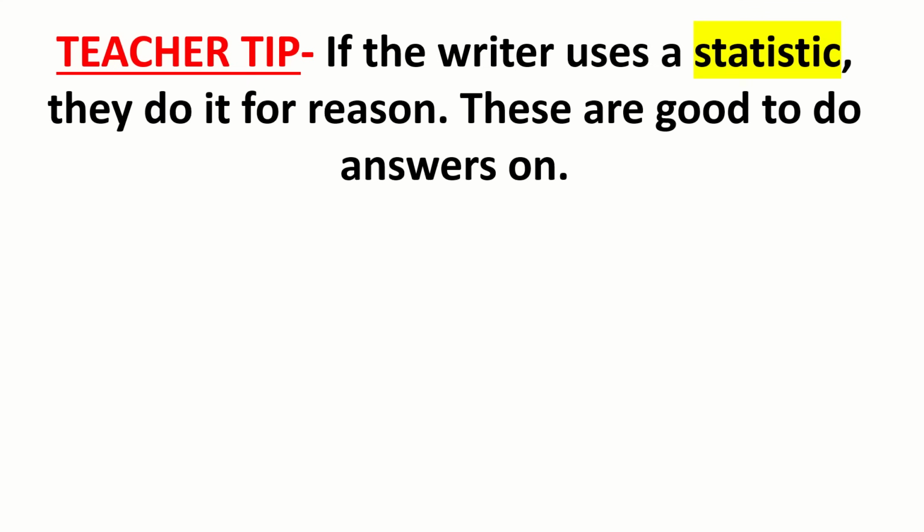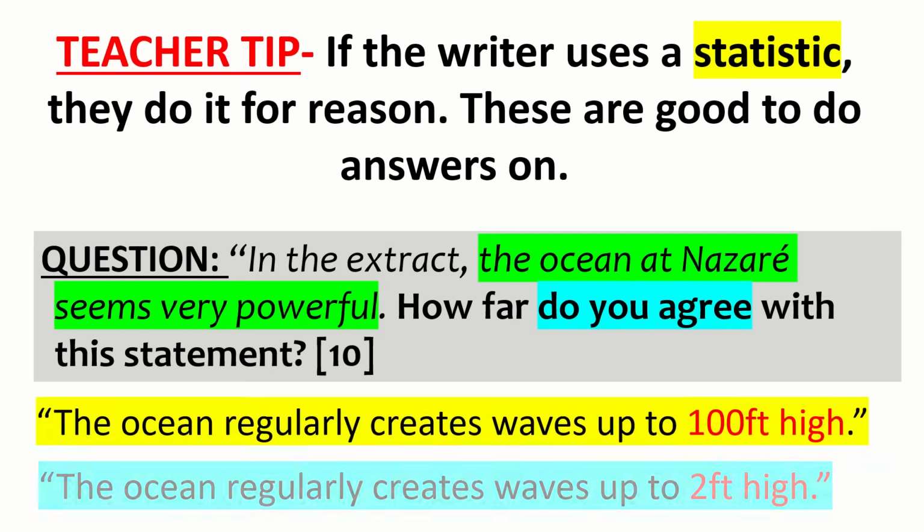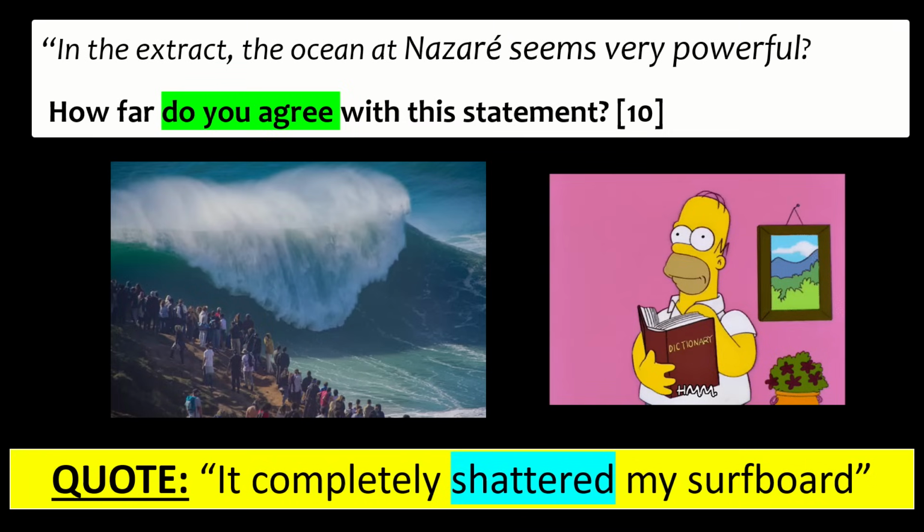And again, if there's a statistic, they do it for a reason, yeah? If you look at the bottom one, they're not going to use a statistic if it was like the ocean regularly creates waves up to 2 foot high. They're not going to put that because it's not particularly exciting or interesting. But the fact they put waves up to 100 foot high, what are they trying to tell you? Well, they're trying to tell you the waves are absolutely gigantic, yeah? So again, that would be an easy one for you to put in.